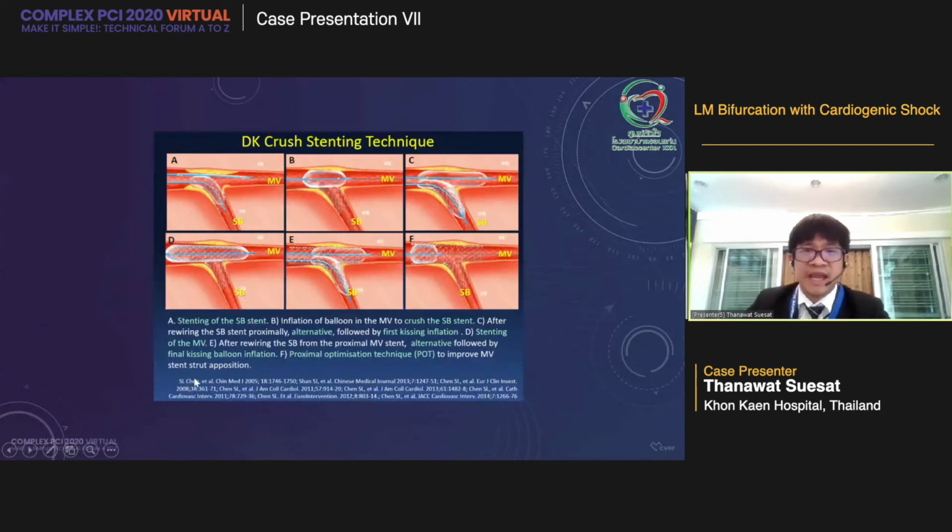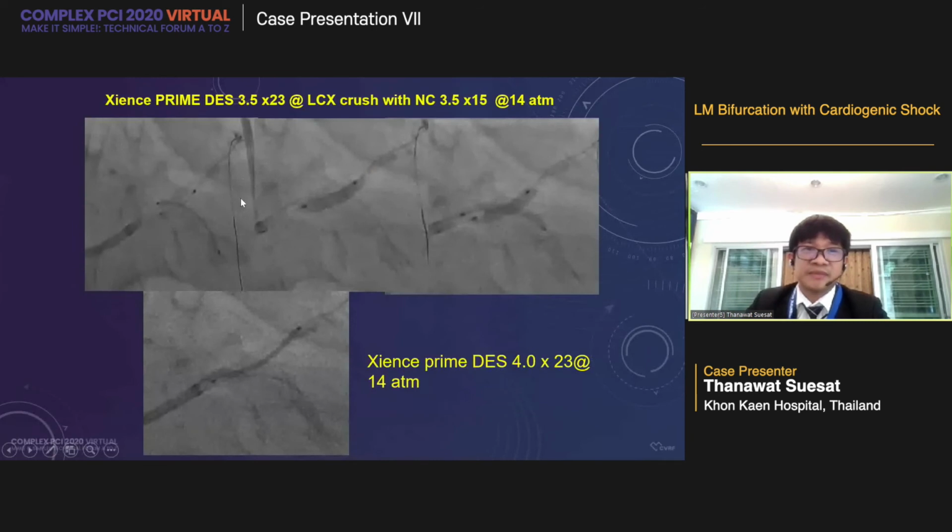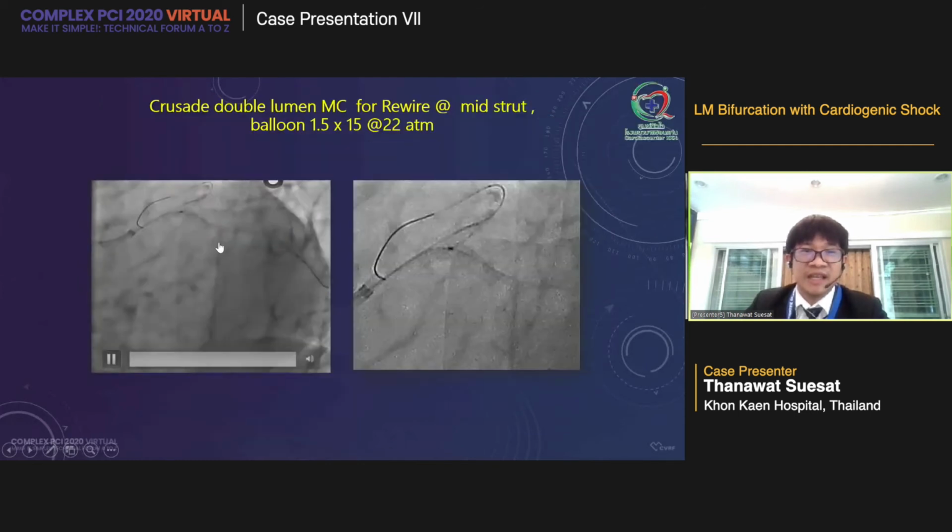So I decided to use the DK crush technique because of the good clinical outcome in the recent data. I used the stent first at the circumflex to the left main, and then crushed with the NC balloon from the LAD and rewired at the proximal to mid strut. Then the first kissing, then the stent was placed from left main to LAD, and rewired again.